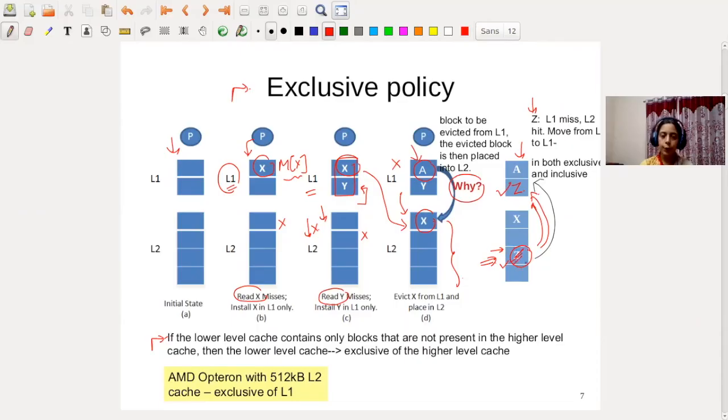An example of such a cache is typically followed by AMD. AMD follows an exclusive cache principle. AMD Opteron has a 512 KB L2 cache, which is exclusive of L1. So typically Intel follows an inclusive policy and AMD follows an exclusive policy.